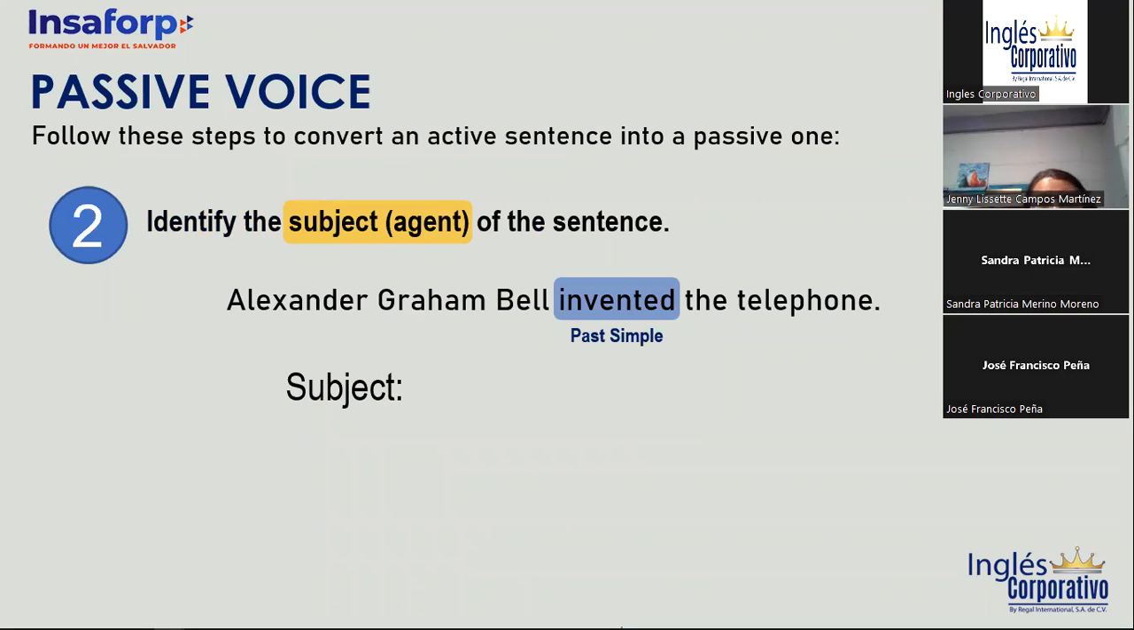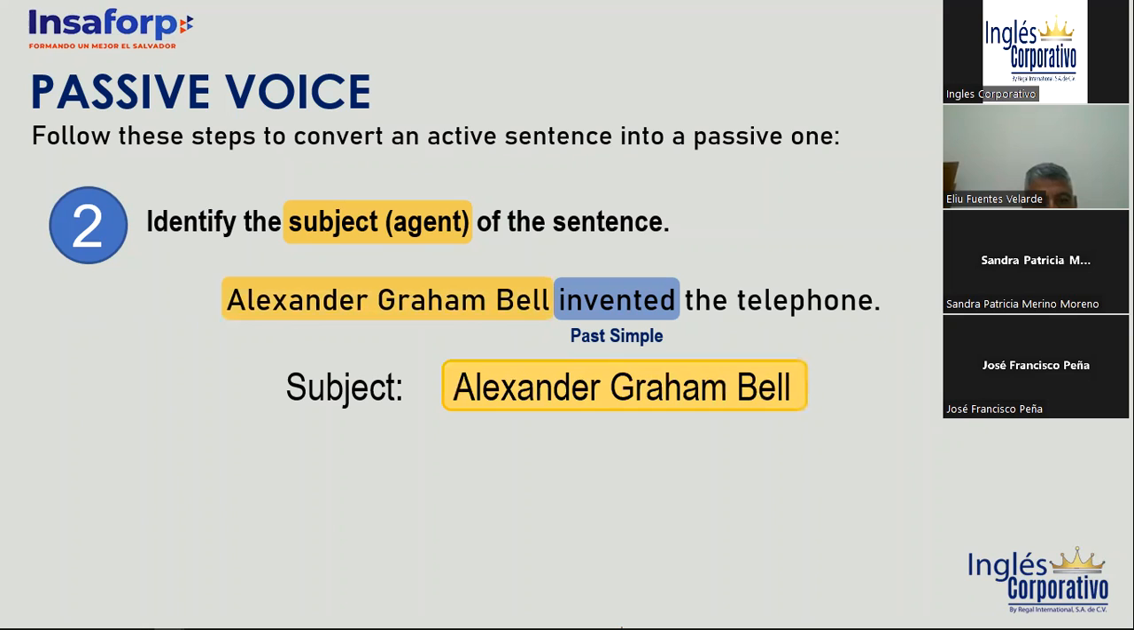Well, it says follow these steps to convert an active sentence into a passive one. In this case, number two, it says identify the subject or the agent of the sentence. So, vamos a ver, what is the subject or the agent of the sentence? Alexander Graham Bell invented the telephone. Alexander Graham Bell. Correct. That is going to be the subject that we can take from the sentence.